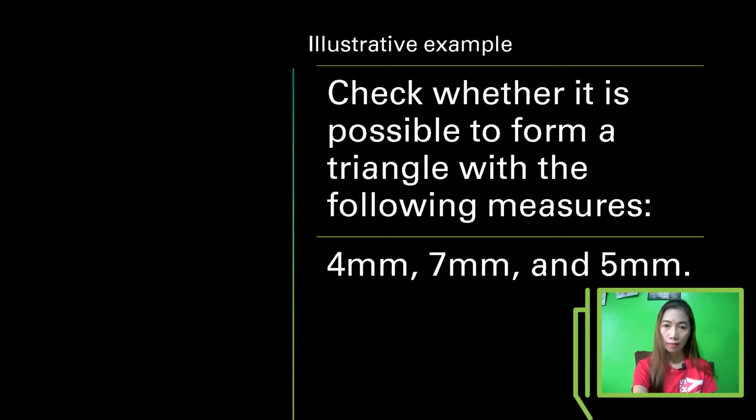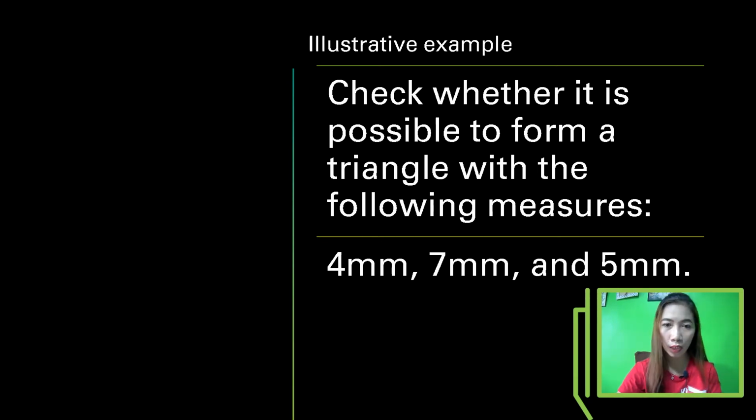Okay, let's have this example. Check whether it is possible to form a triangle with the following measures: 4 millimeters, 7 millimeters, and 5 millimeters. So even without an illustration, dapat from the given measurements pa lang, makaya nyo nang ma-identify if pwede siyang mag-form ng triangle or hindi. Okay, so just following the first theorem. Sabi, pag pinag-add mo yung two sides, kailangan mas mataas siya sa remaining side.